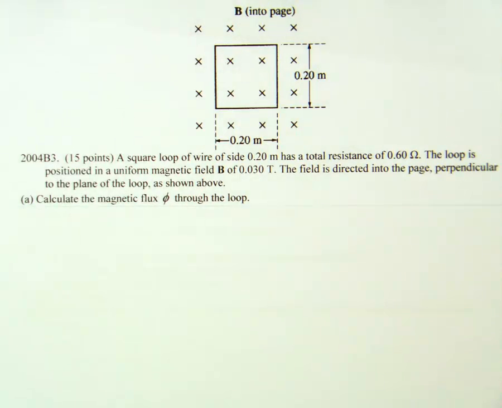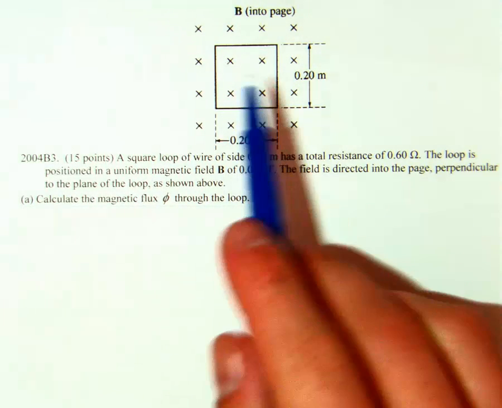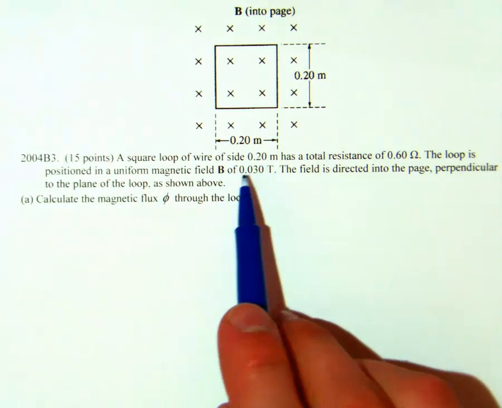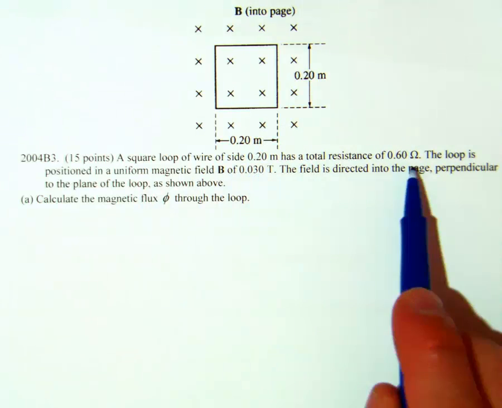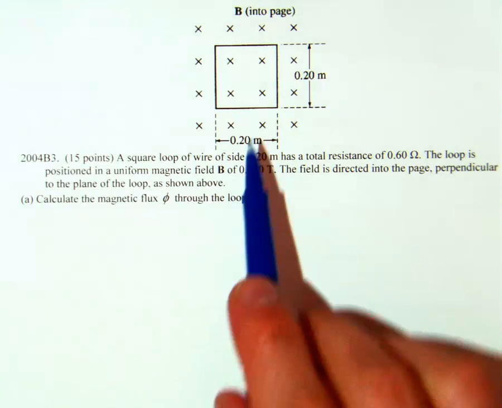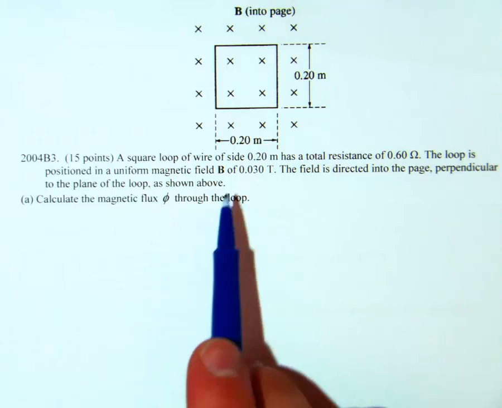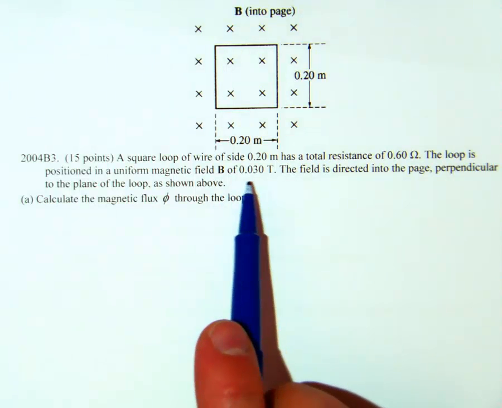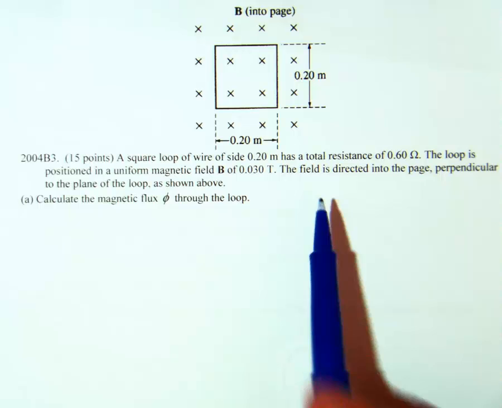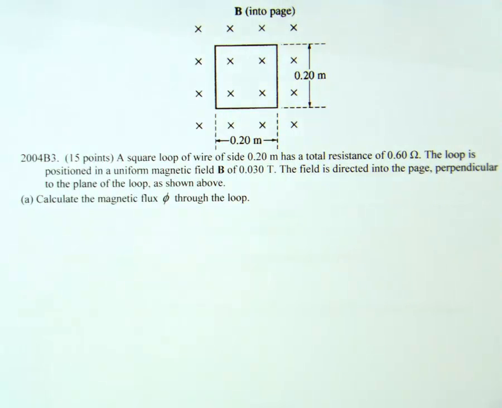All right, let's look at problem number 3. It's a magnetic flux problem. It says a square loop of wire of side 0.2 meters has a total resistance of 0.6 ohms. The loop is positioned in a uniform magnetic field. The X's indicate that it's going into the page, and that magnetic field has a field strength of 0.030 teslas. The field is directed into the page perpendicular to the plane of the loop.